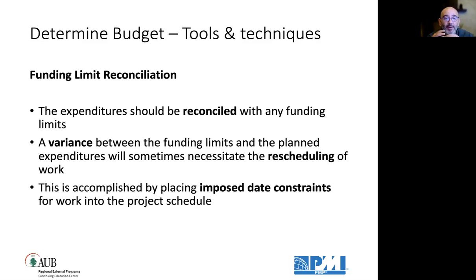So this is accomplished by placing imposed date constraints for work into the project schedule. Microsoft Project has this functionality. You can tell it this task cannot start before quarter 3 2021. It won't let you start it in the future, and it doesn't let you get close, because it's a constraint. It's a funding limitation constraint.